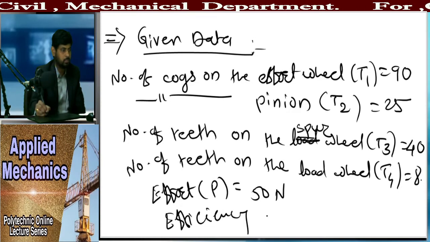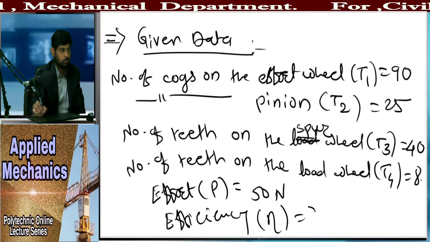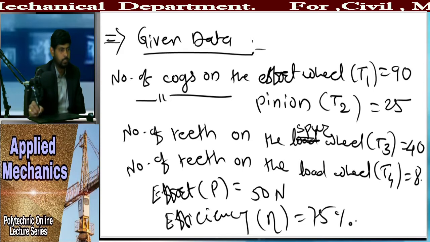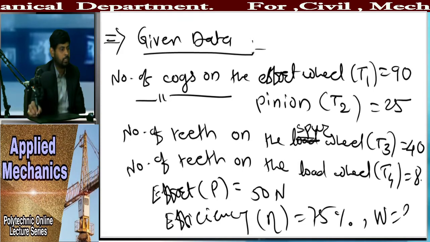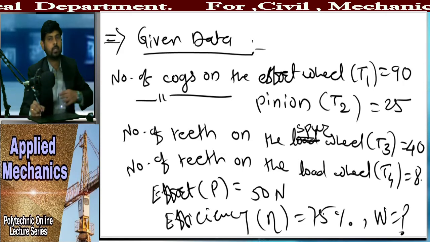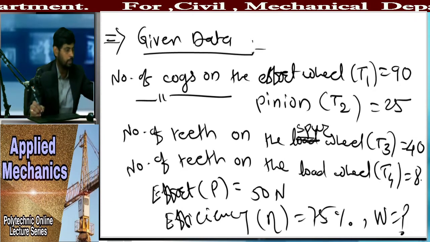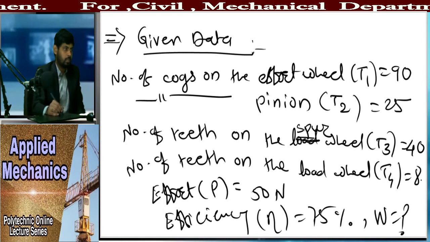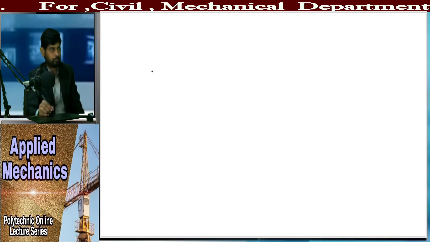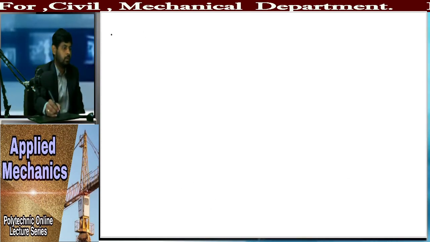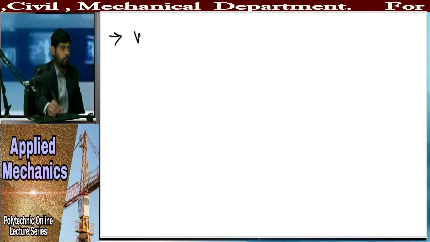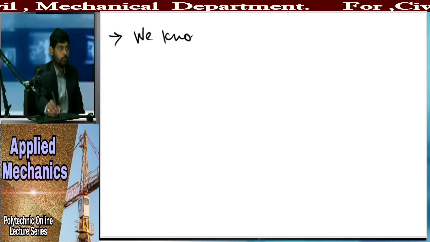Efficiency is equal to 75%, and we have to find out the W, meaning how much load is acted upon it. We have to find that out. Okay, so now see how we can find it. We know the velocity ratio.